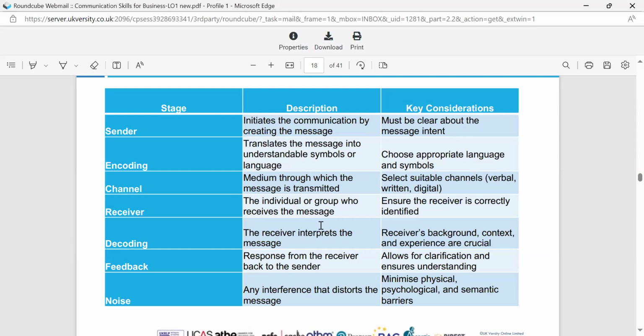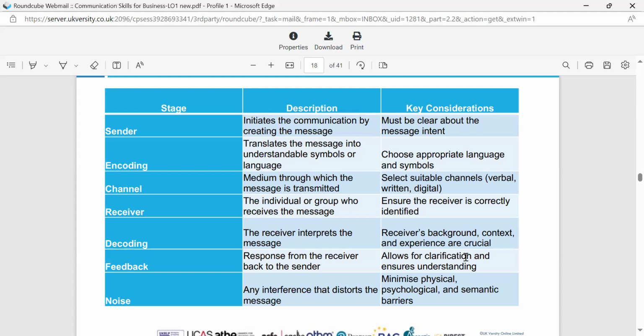Then the channel stage is the medium through which the message is transmitted. Key consideration, select suitable channels such as verbal, written, digital, face-to-face. Then the next stage is the receiver, the individual or group who receives the message, and ensure the receiver is correctly identified. The decoding stage is where the receiver interprets the message, and the key consideration is that the receiver's background, context, and experience are crucial. And the feedback stage is the response from the receiver back to the sender, and the key consideration is that it allows for clarification and ensures understanding.